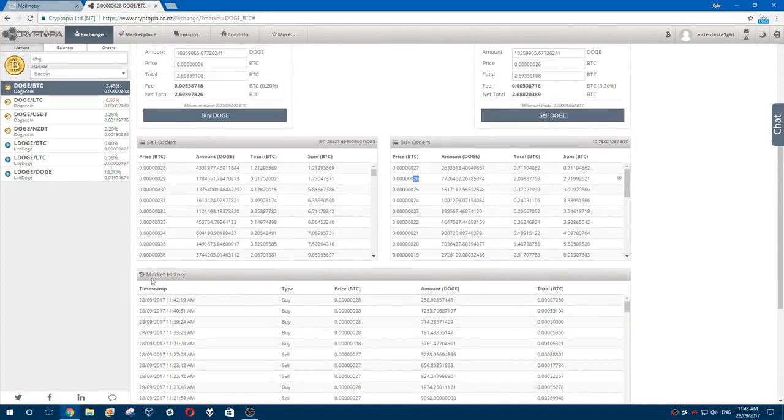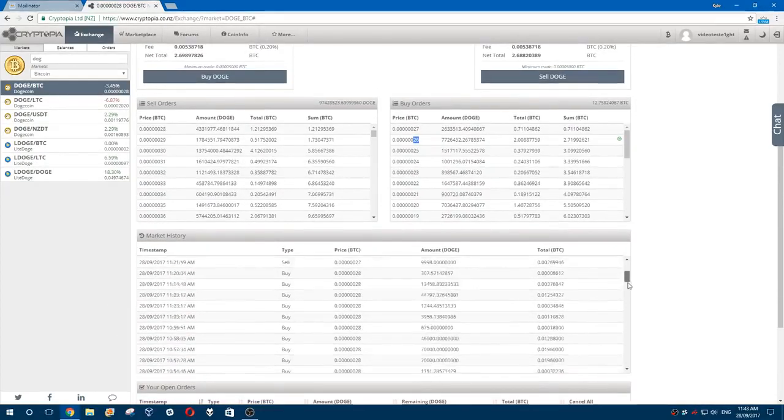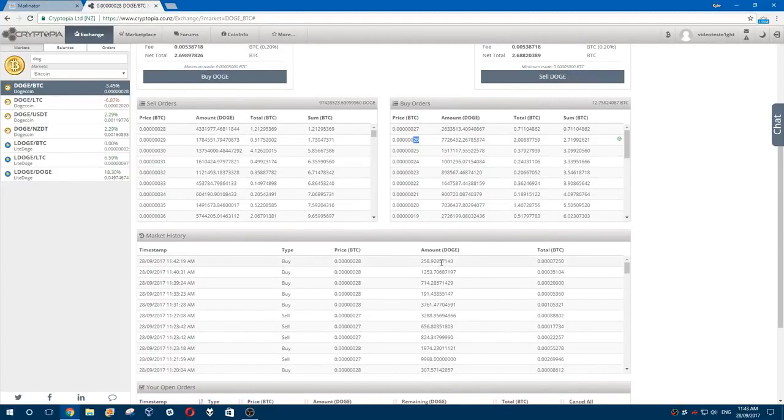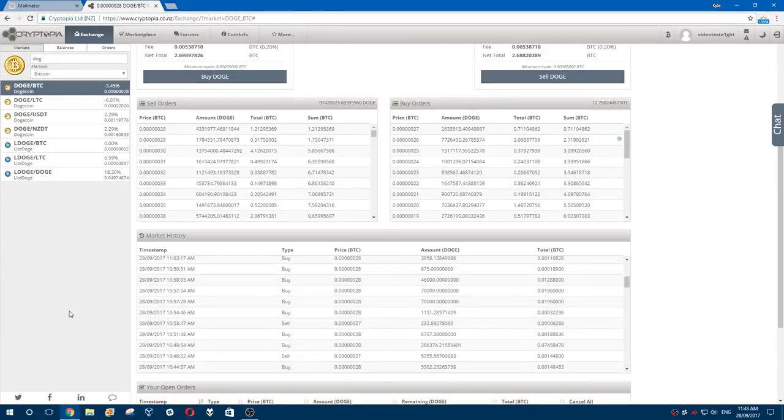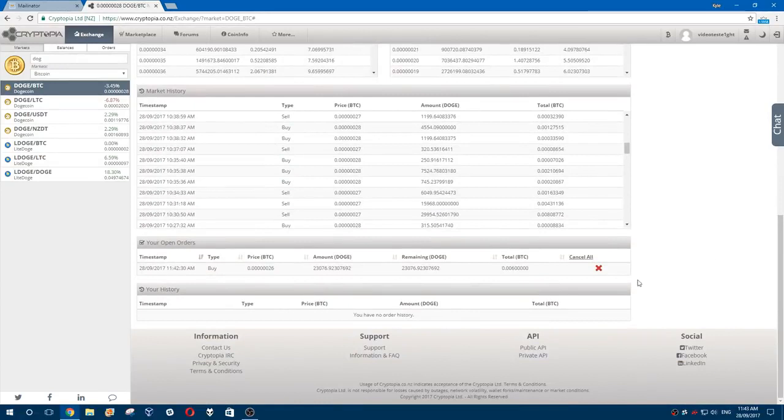Here you can see market history, so the last prices people were buying and selling at, the amount of Dogecoins total, whether someone was buying or selling, and the time. Okay, open orders, if you scroll down, shows that I'm buying Dogecoin at 26 satoshis, this much, and the amount remaining is basically this amount minus however much people have sold to you.